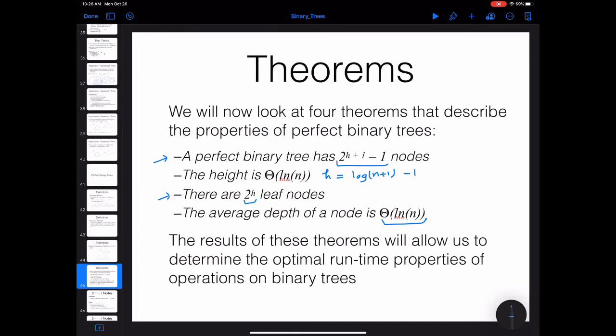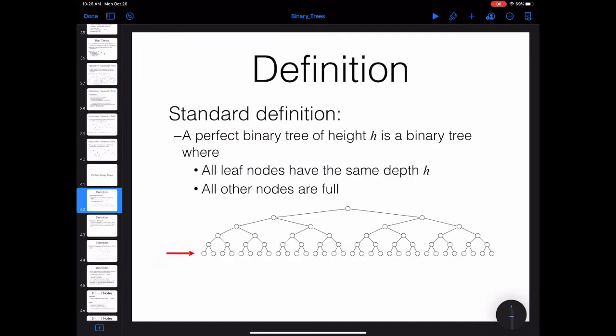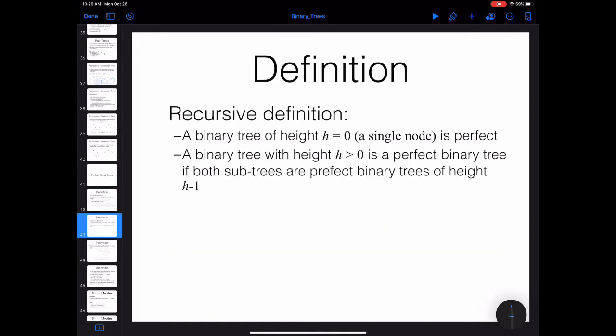more formal definitions for the perfect binary tree. This is the standard definition of perfect binary tree, but I wanted to rewrite this definition in a recursive form. Then using that recursive form, I can do the proofs much easier. So I can write a recursive definition for a perfect binary tree as follows.